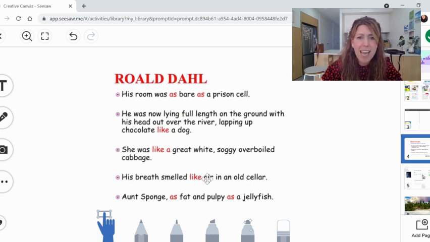His breath smelled like air in an old cellar. It's comparing the breath and the air from the old cellar so that it paints the picture that he must have had terrible breath.